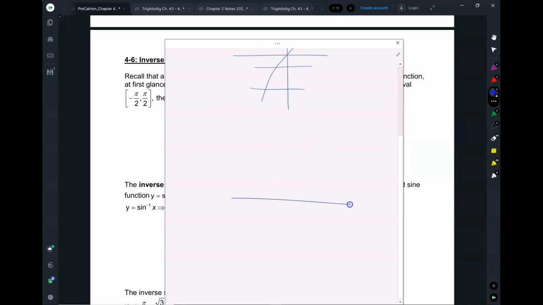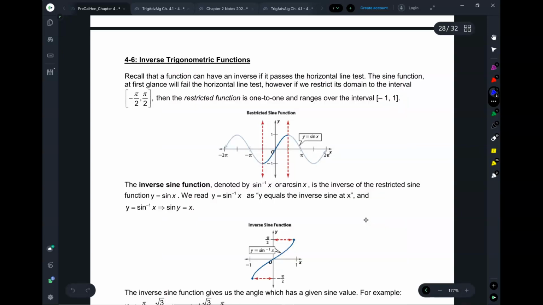But if you've got a parabola, it does not pass the horizontal line test, meaning it does not have an inverse function. So now, taking that with us to trig, you can see that when I graph a sine function, it definitely does not pass the horizontal line test. So does that mean we're just doomed to never talk about inverse functions? Not at all.